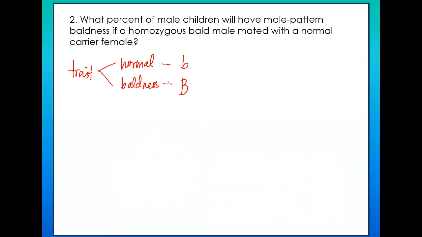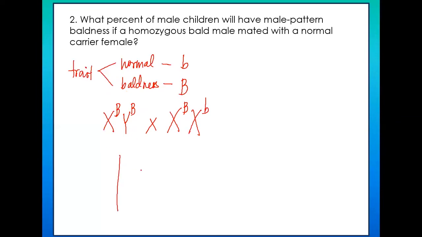So let's use this allele in order for us to write properly the genotype of the parents. From the problem, a homozygous bald male mated with a normal carrier female. So the father is bald: X raised to B, Y raised to B. This is just to indicate the sex, but we're looking at these alleles. Mated with a normal carrier female, which means a carrier with the normal allele plus the allele for baldness. That's how we write the genotype of the mother.